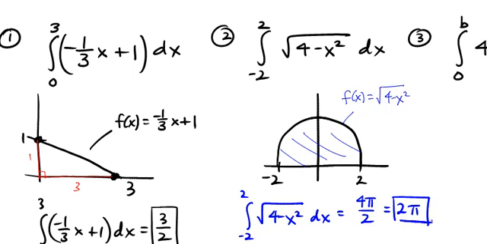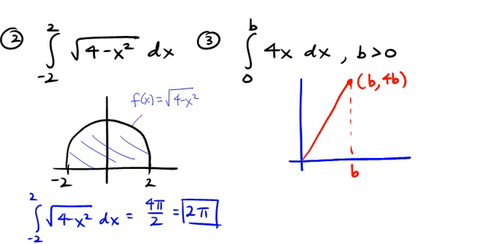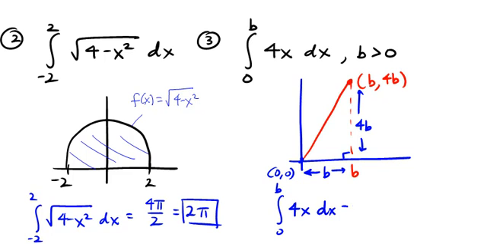To do this final example, here we're given a function of 4x, but now the right endpoint is just some value b. So basically, if you put in b for x, the output of that function will be 4b. So I know that the endpoint is going to be at the location (b, 4b), and the starting point is simply at (0, 0). That tells me that the base of this right triangle that's formed is b, and the height is 4b. So to get the value of this integral from 0 to b of 4x dx, it's going to be 1/2 times b times 4b, or 2b squared.